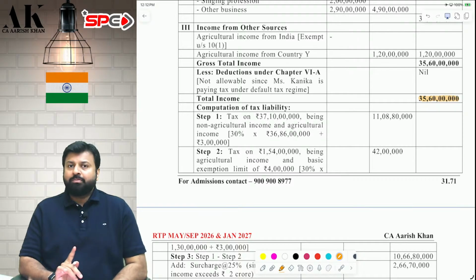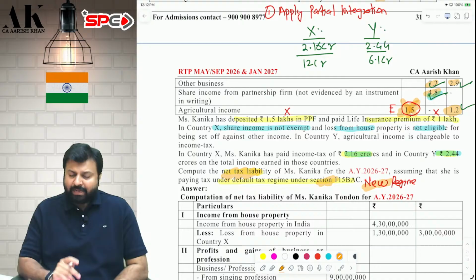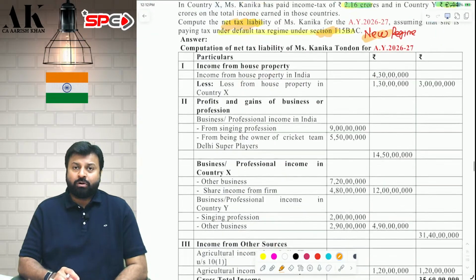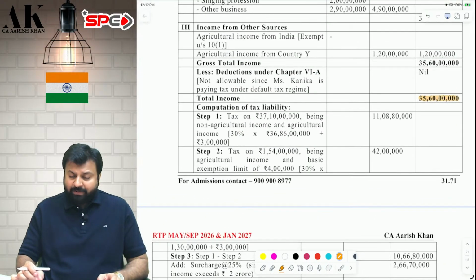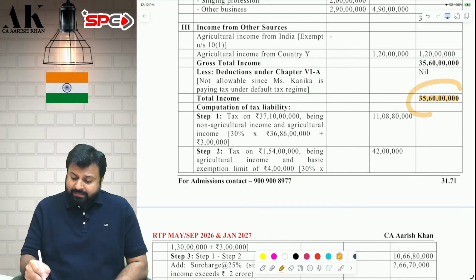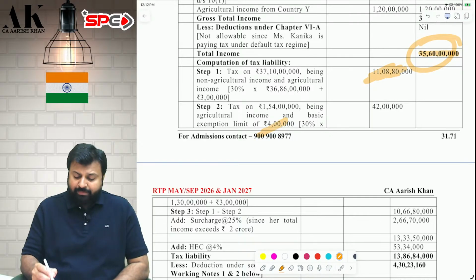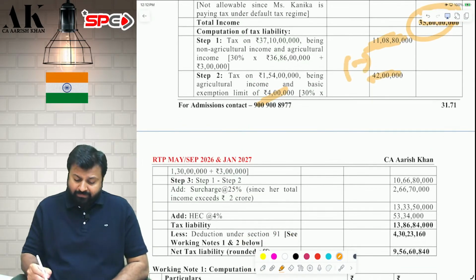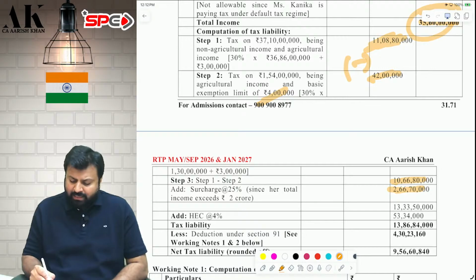How? Don't compute directly. Partial integration you have to apply, because there is an agriculture income in India which is exempt to the extent of 1.5 crore. Compute partial integration. How? Step number 1 will be tax on this plus agriculture income. Step number 2 will be tax on agriculture income plus basic exemption limit. Then the difference between both of them will be the tax. On that, you will apply 25% surcharge, because the income is more than 5 crore. In new regime, you will apply 25% surcharge, 4% cess. You will get your tax in India 13 crore 86 lakhs.